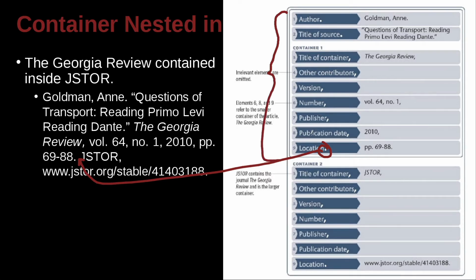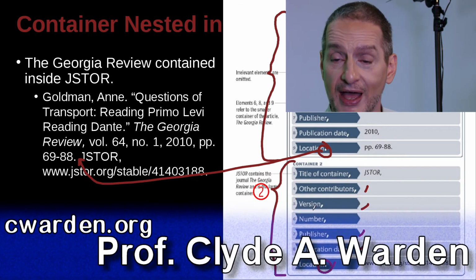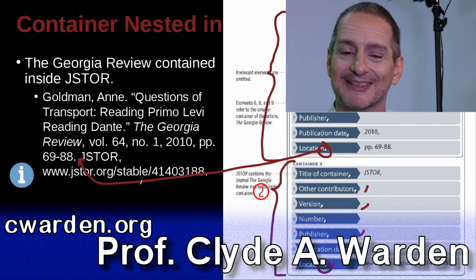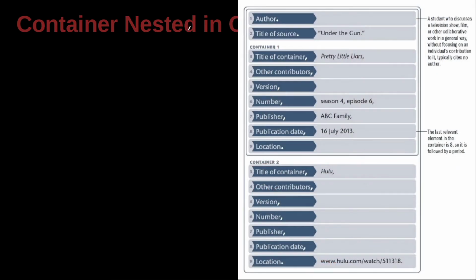Usually we'd end there, but you could have more. How would you have more? You have a second container. And what do you do at the end of that second container? You have a period, and in between everything else is commas. Do you have to have all of these different things like versions and numbers and volumes? No, you don't have to have them all. But if you have some, then you add them. So there we go. We go ahead and add the web address. Okay, container nested inside of a container.